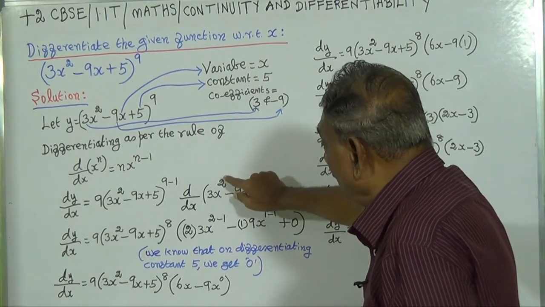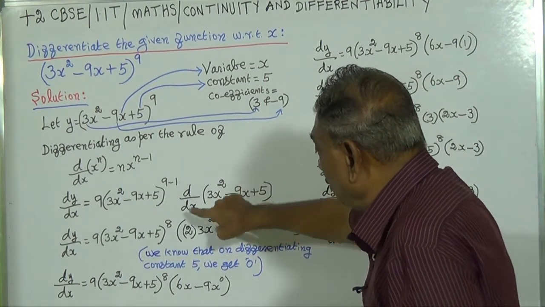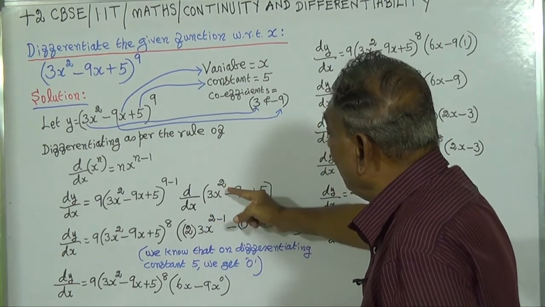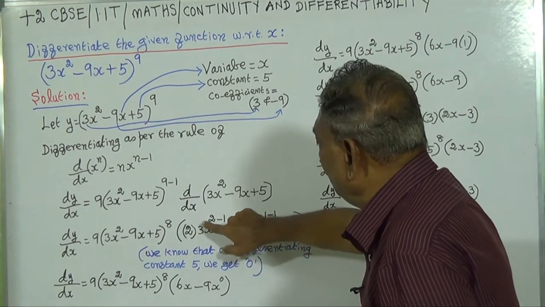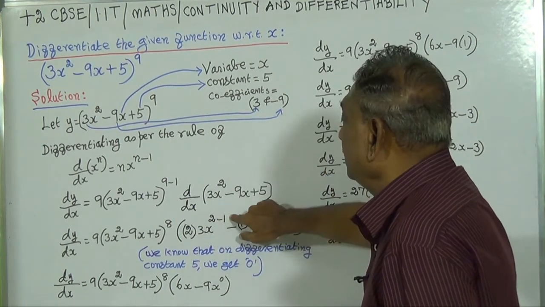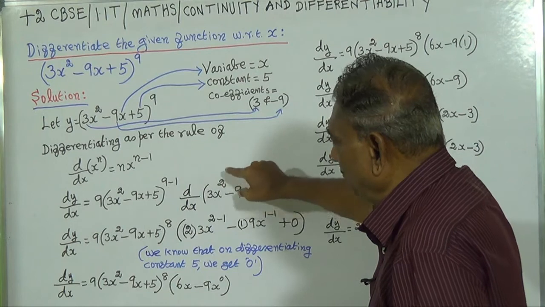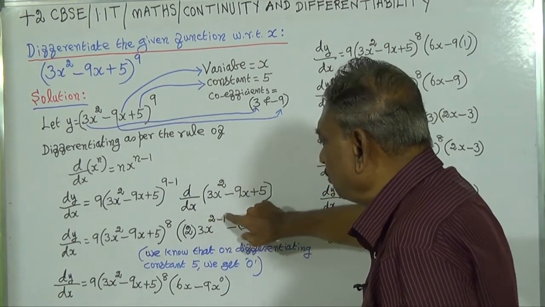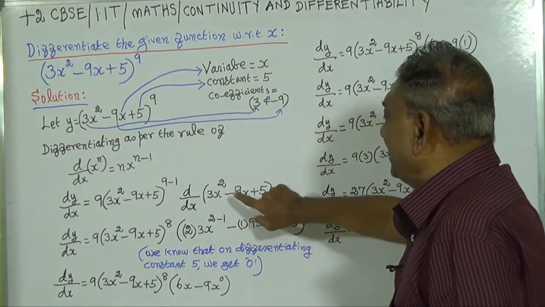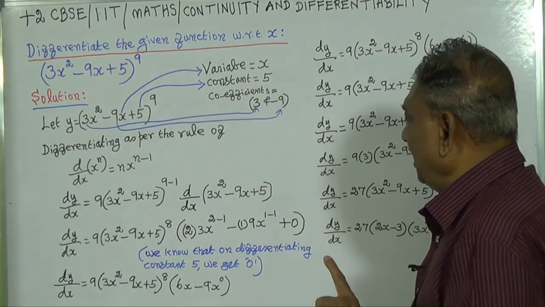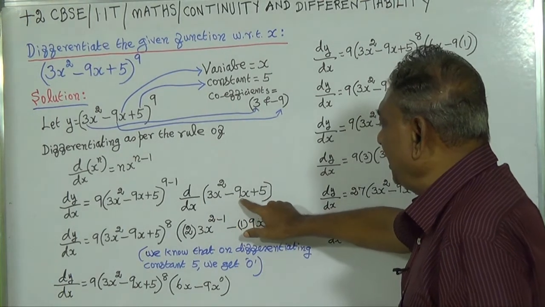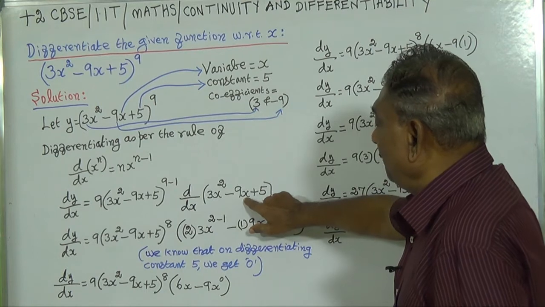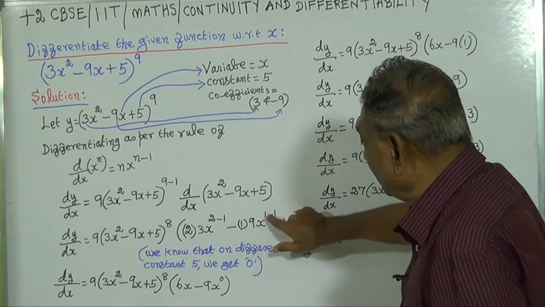So here also the power should come as the coefficient, and after writing the power as coefficient, the power should be reduced by 1. So if we reduce the power by 1, we will get the power as 2 minus 1. Then coming to the second term. The second term is minus 9x. So what is the power of this variable? The power of this variable x is 1.